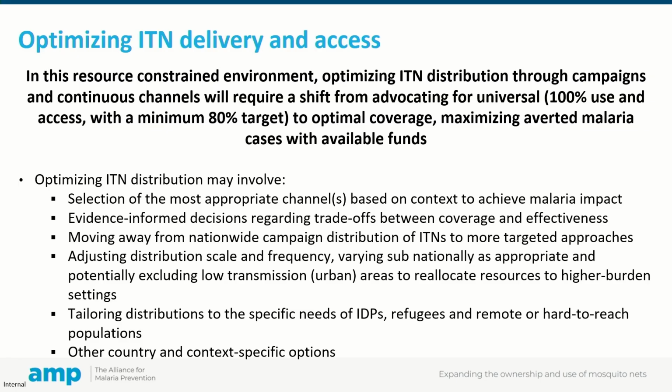In this environment where we're resource constrained, optimizing the ITN distribution through campaigns and continuous distribution channels will, as per the panel yesterday, require a paradigm shift. We're not trying to achieve 100% access and use. We're trying to get to optimal coverage. And again, impact is a long-term indicator.